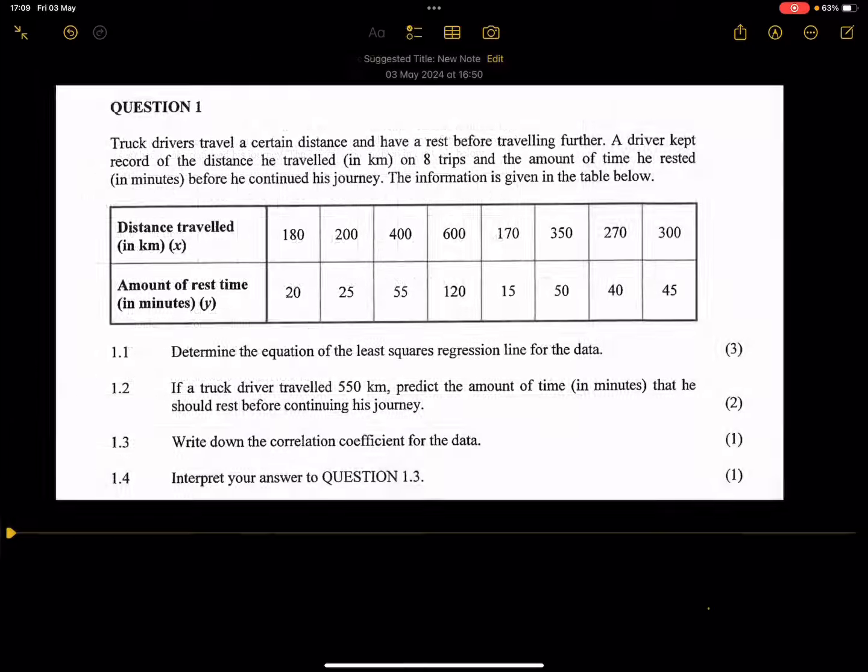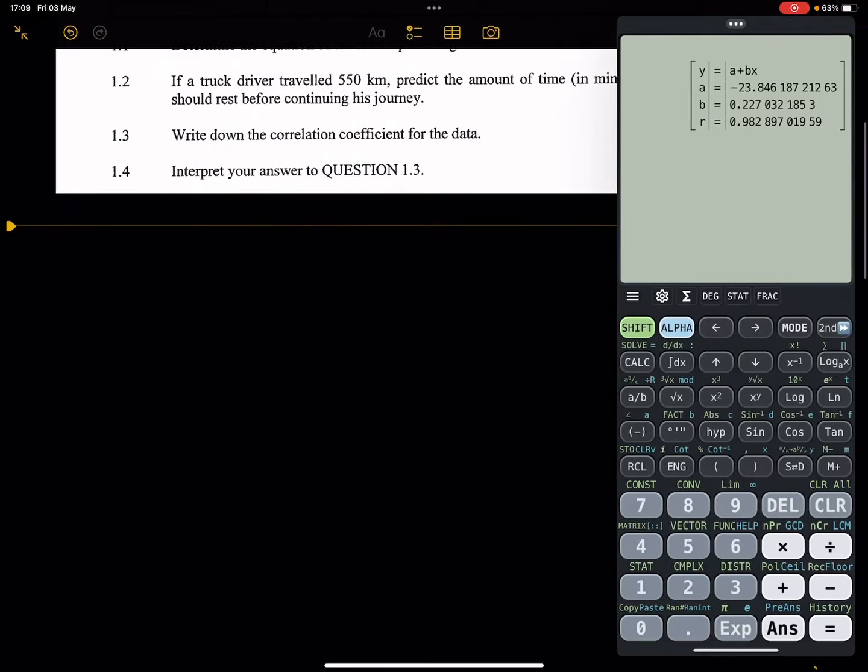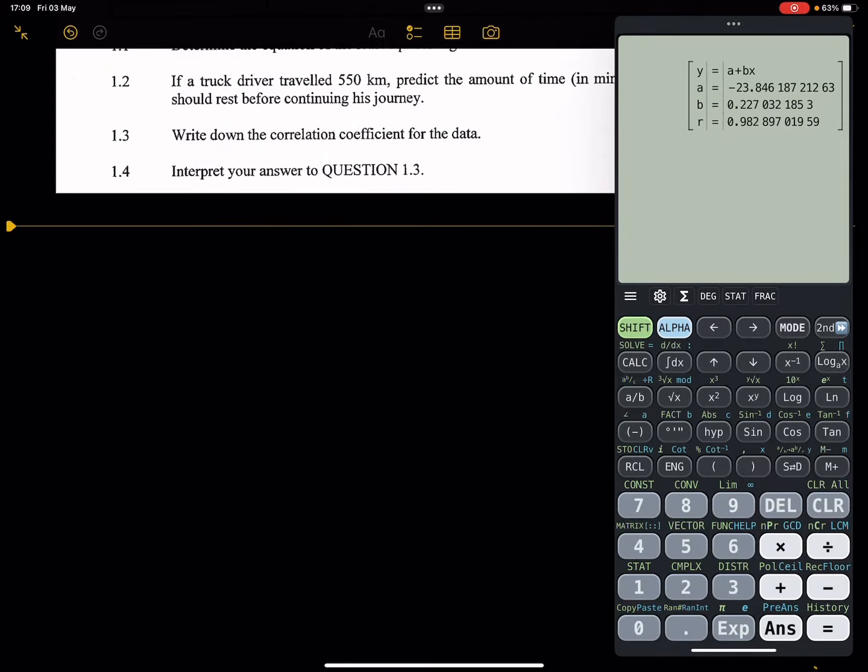Right. Let's write that down. So we know that for 1.1, we said our A value, let me write down the A value, that's negative 23.85, and my B value is 0.227. Let's just say 0.23.